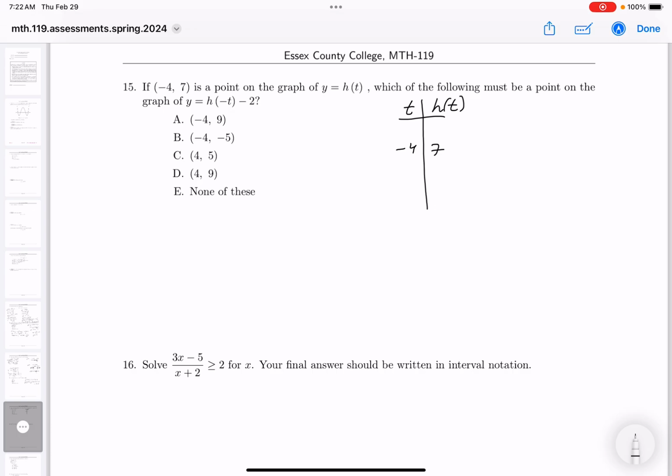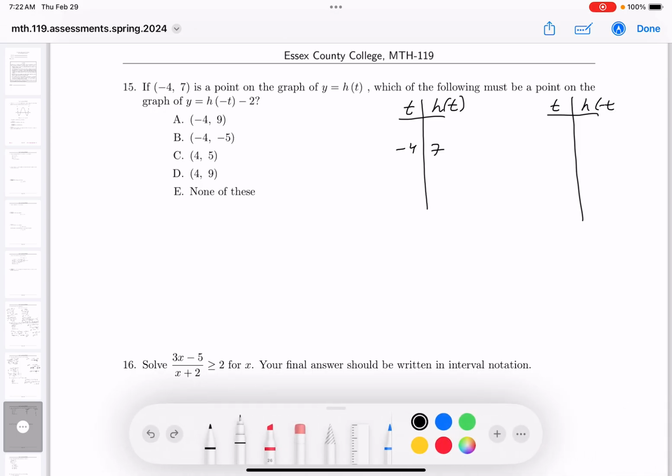Which of the following must be a point on a translated problem? So what I want to do is put it down for you. So the translated problem, it's still going to be a t, but now it's going to be h of minus t. That doesn't look like a minus t. Let me go backwards.